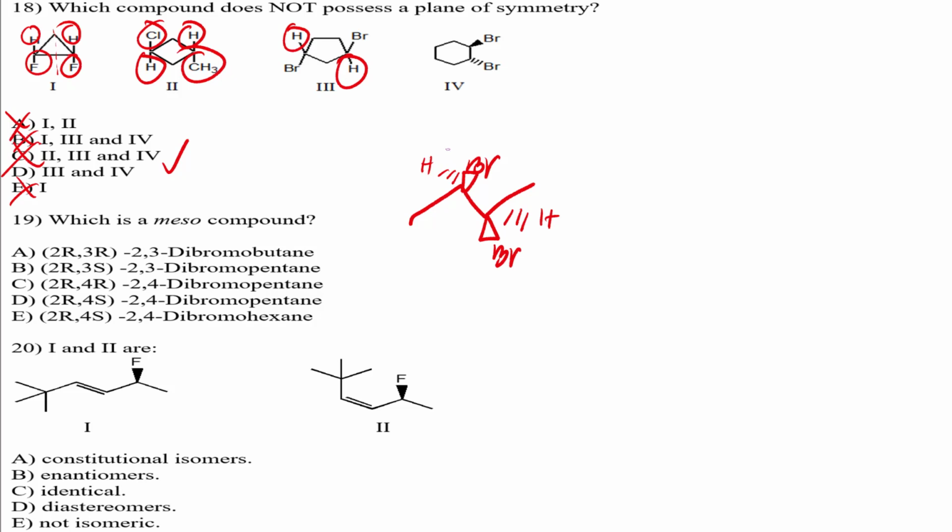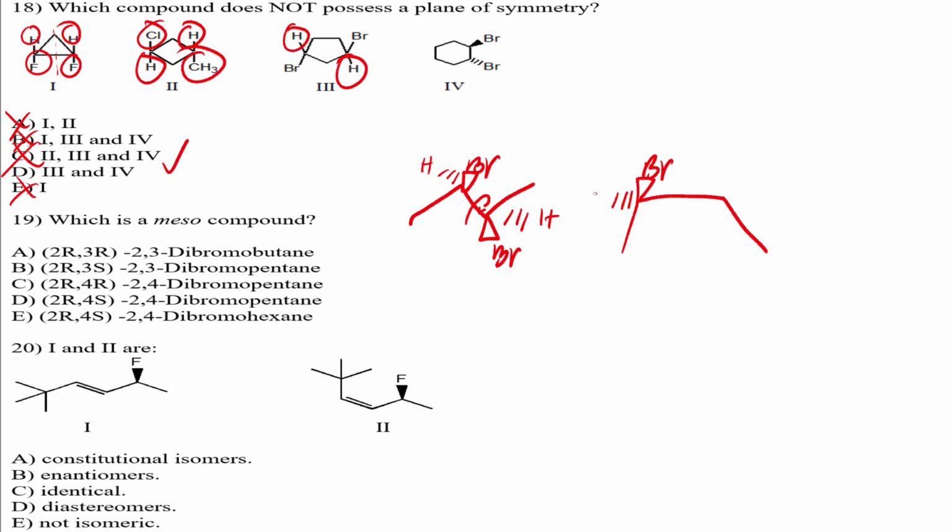Okay, so a meso compound means that they're going to be symmetrical. So this is chiral, that's chiral. Can I make this into a symmetrical compound? Well, I could twist this. I could twist it and get this.